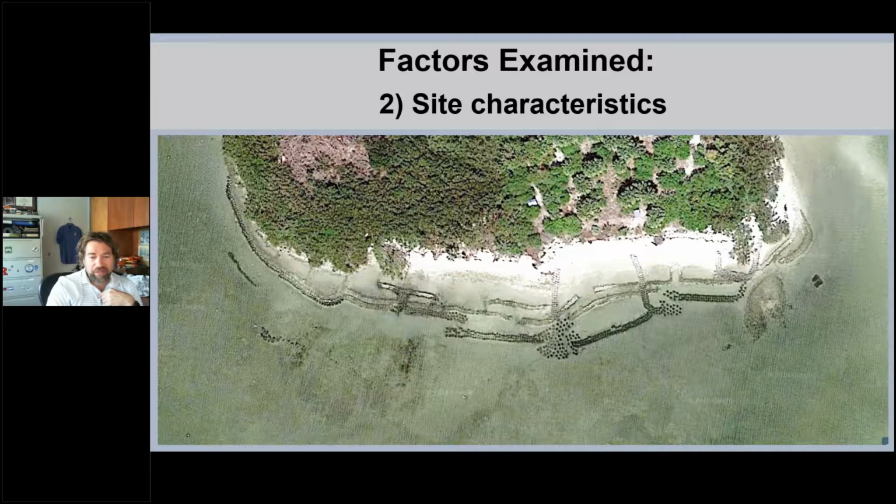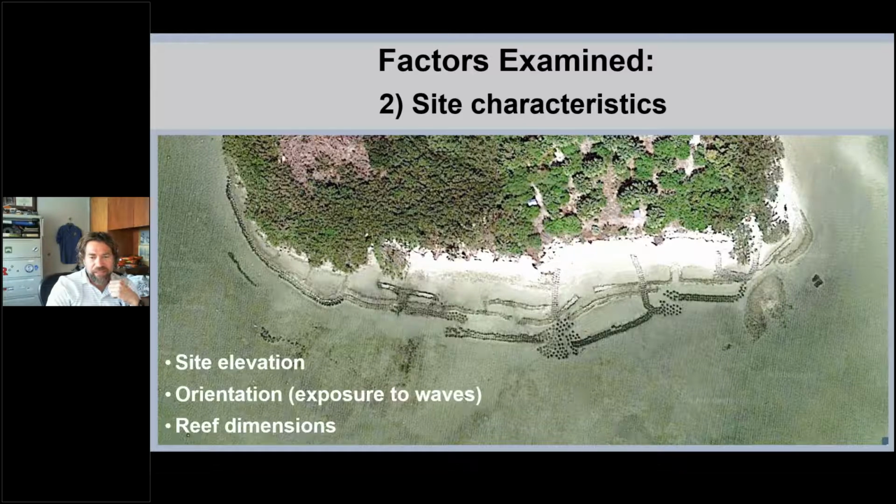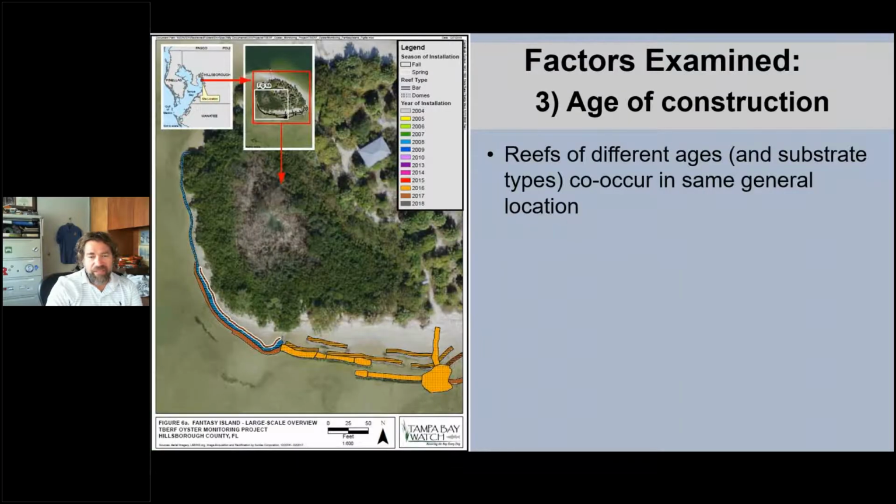We also were interested in characteristics of the site, and you can see this is the south end of Fantasy Island in Hillsborough Bay, and you can see that there are a number of constructed reefs here. Some of them are made out of bags, some are made out of oyster reef balls, and there's some natural reef on the other side. So we were just looking at site characteristics: the elevation of sites, the orientation or exposure to waves, and the actual dimensions of the constructed reef were some things that we examined.